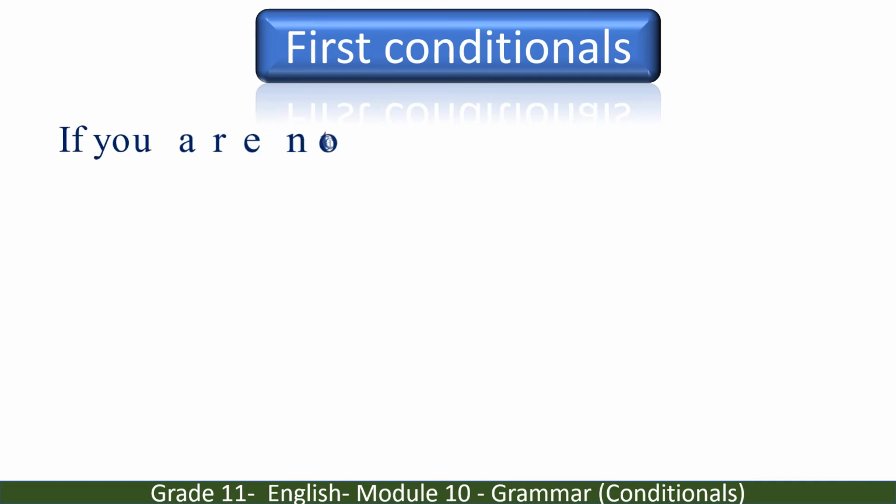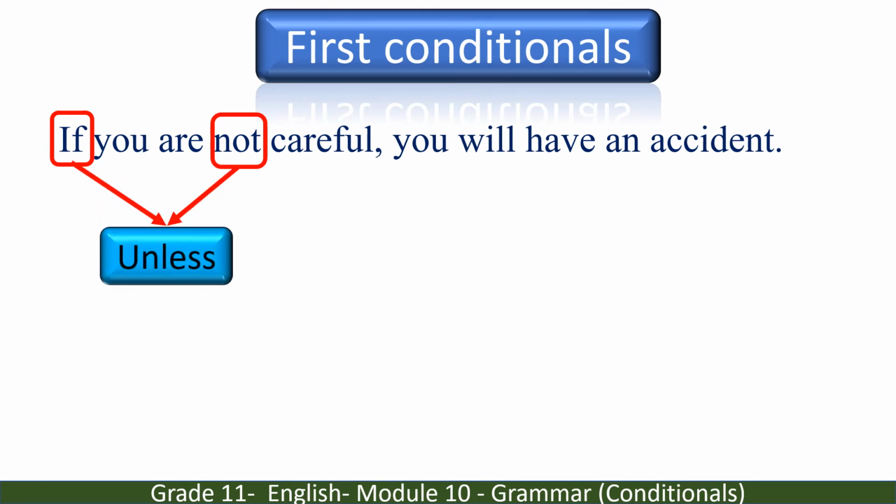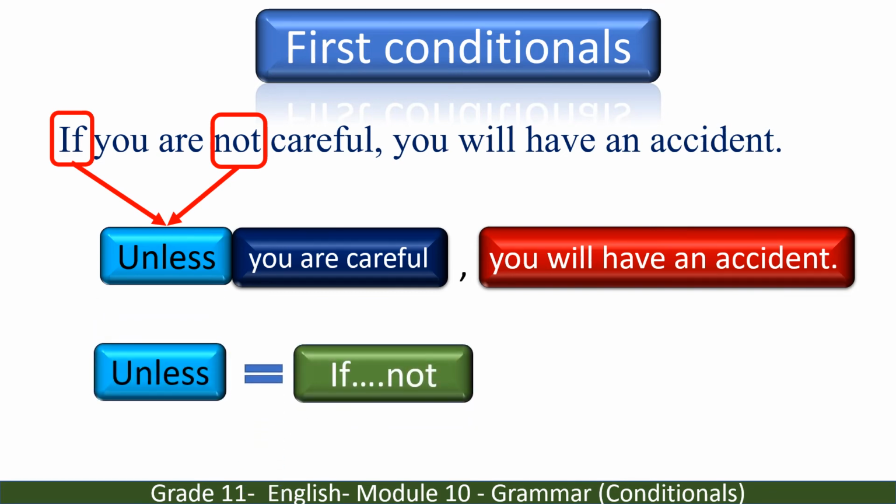Now let's read this sentence carefully. If you are not careful, you will have an accident. We can see that the verb after if is in the negative form. In this case, we can replace if and not with one word. This word is unless. So we can say, unless you are careful, you will have an accident. This means unless equals if not.